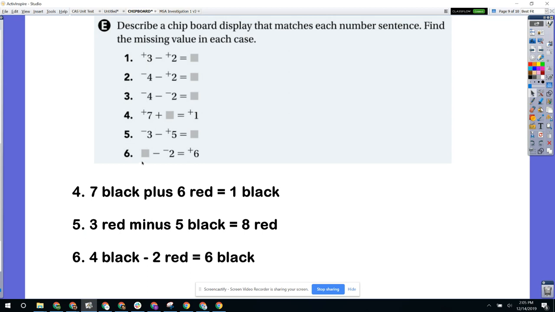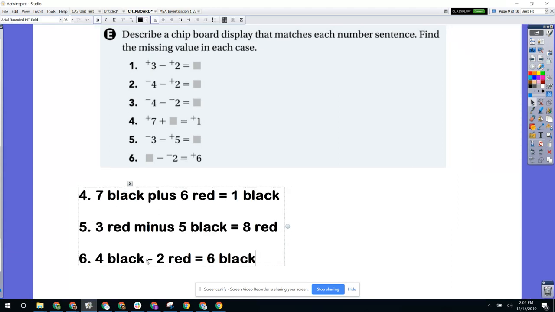So number 6, the only way that we can subtract 2 negatives and end up at +6 is if we had started off with 4 black. So really, if I want to edit this to be more accurate, I'm going to have 6 black with 2 red, right? 6 black with 2 red is -4. And when I subtract away those 2 red, I end up with 6 black.